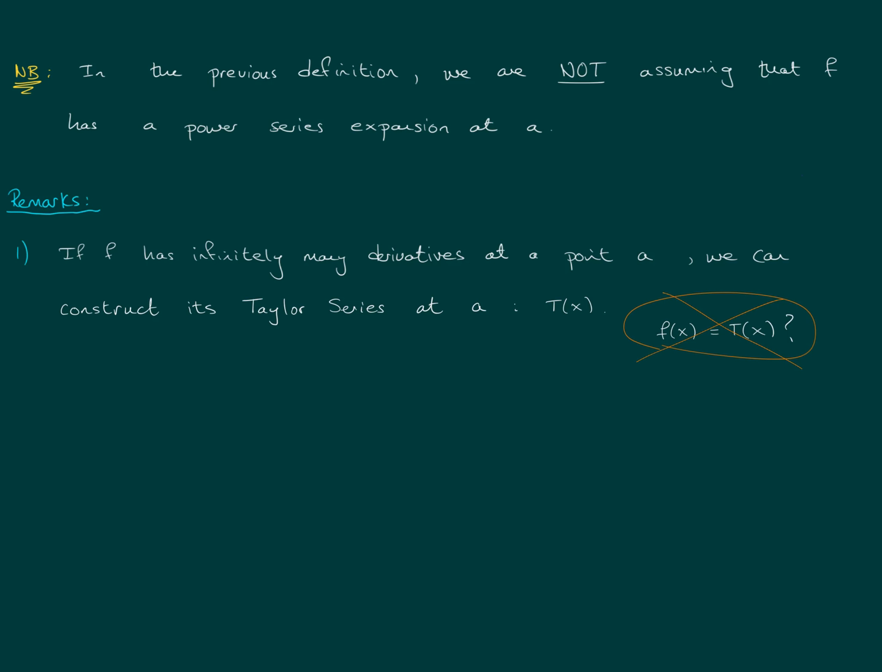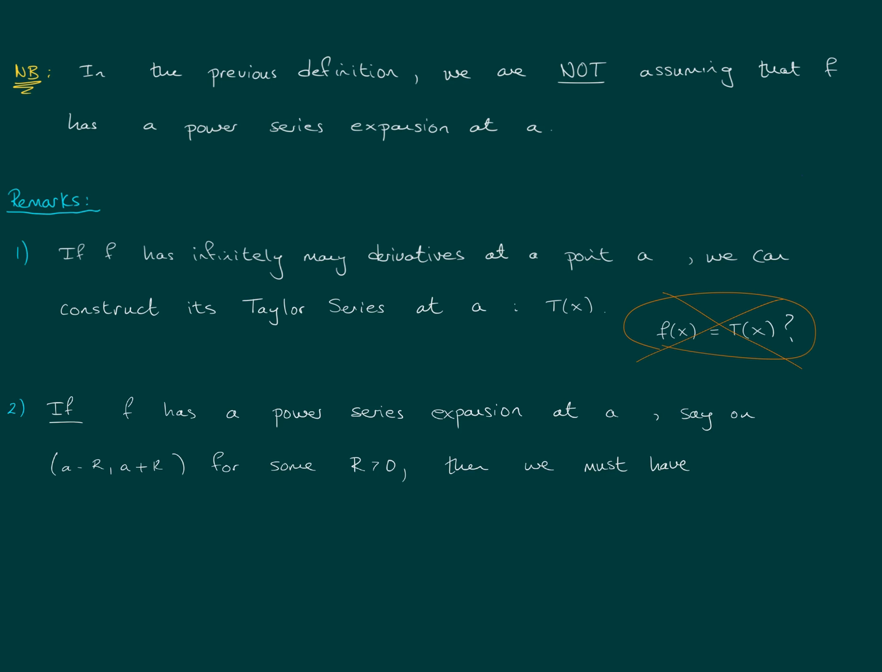Second remark. If f does in fact have a power series expansion at a, so it's a big if, but if f has a power series expansion at a, say on the interval a minus r to a plus r for some positive number r, then we must have f of x equals T of x equals the sum from 0 to infinity of f differentiated n times evaluated at a over n factorial times x minus a to the n on this open interval. And this is due to the work we did answering our fundamental question one.